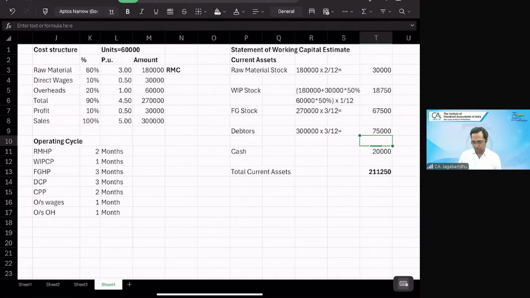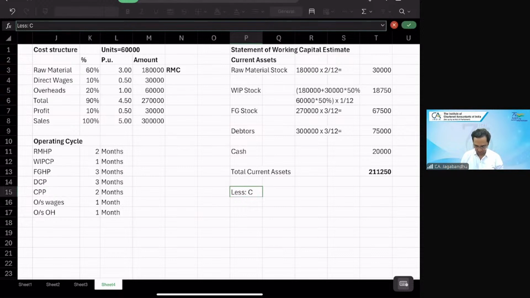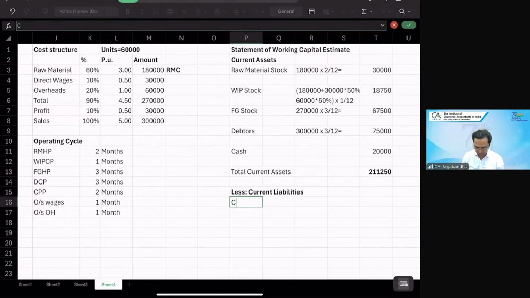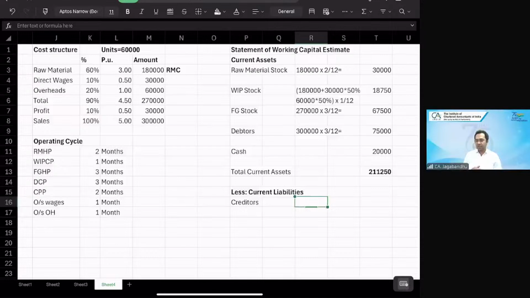Yes. Okay. Now from this we are going to subtract the creditors value. So, less current liabilities. In the current liabilities, we are going to first subtract creditors. Now for creditors, we need the raw material purchases. What is the amount of raw material purchase over here?